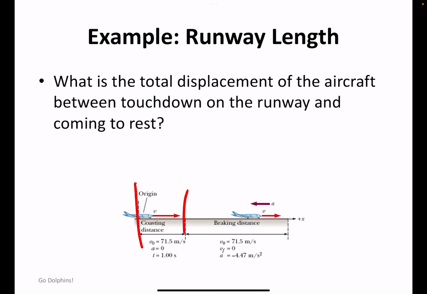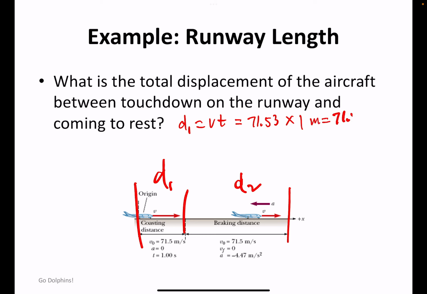So we need to calculate those two distances. Let's call this D1, and this D2. How to calculate D1 and D2? D1 is a constant speed motion. The only kinematic equation for constant speed motion is just v times t gives you displacement. So it's 71.53 times the time, which is 1 second. The displacement is 71.53 meter.